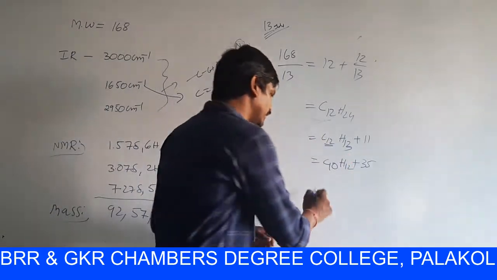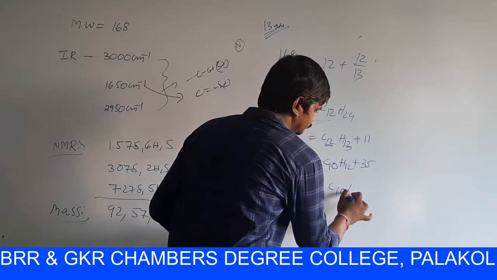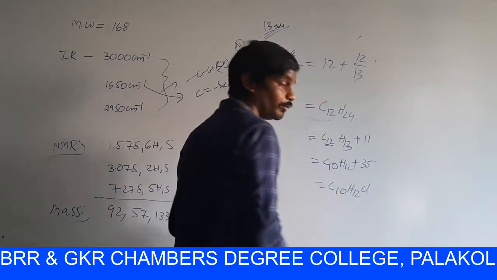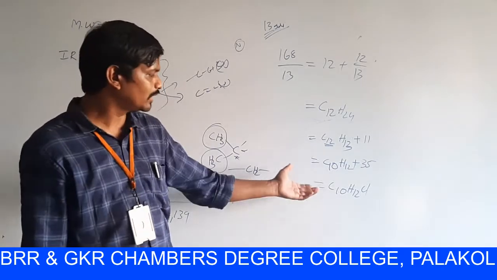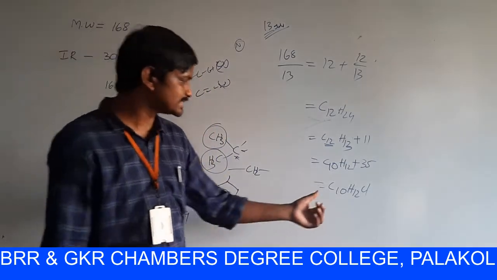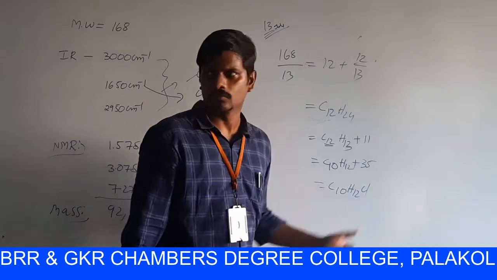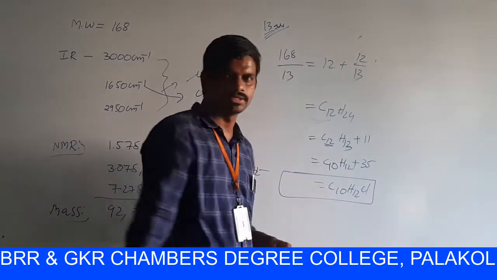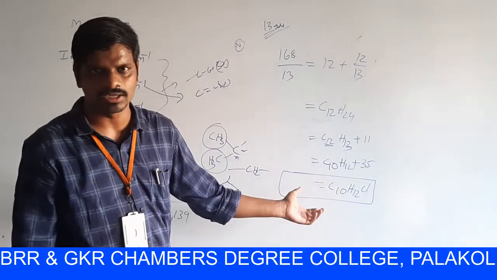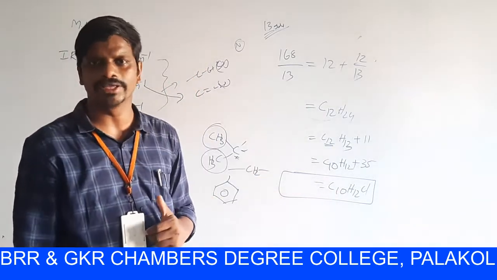Now in place of 35 we can write 1 chlorine atom. The molecular weight of chlorine is 35. So the molecular formula of our organic molecule is C10H12 and Cl. Based on the molecular formula, now we calculate the double bond equivalence.